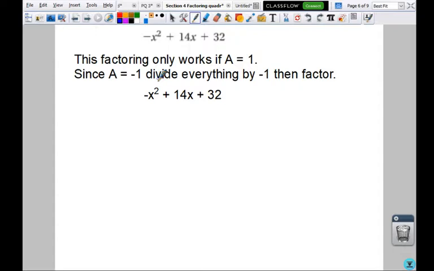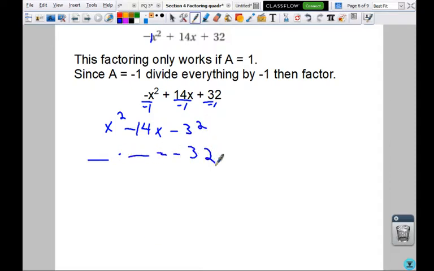If I'm looking at negative x squared plus 14x plus 32, A is not 1. A is negative 1. In order to factor this, I have to get rid of the negative 1, which I can do by dividing by negative 1. But if I divide by negative 1, I have to divide everything by negative 1. So I'm going to get x squared minus 14x minus 32. And now I can factor. I want to know what times what equals negative 32, and what plus what equals negative 14.